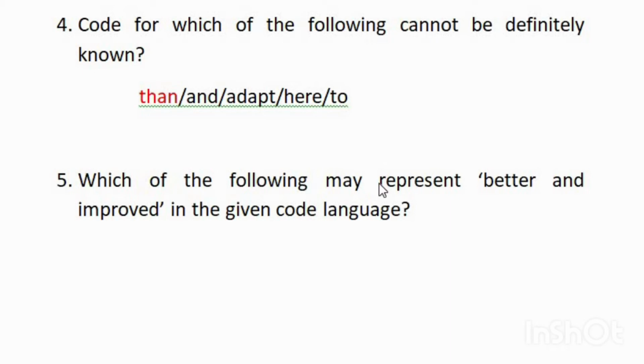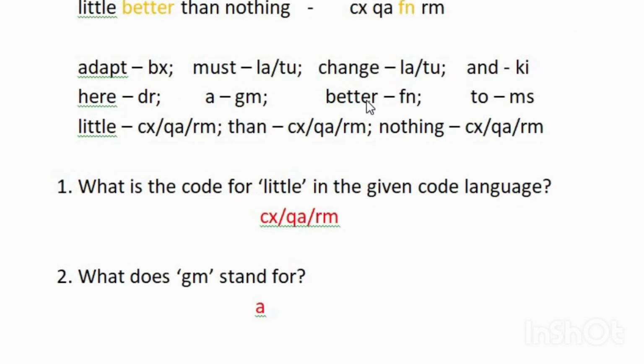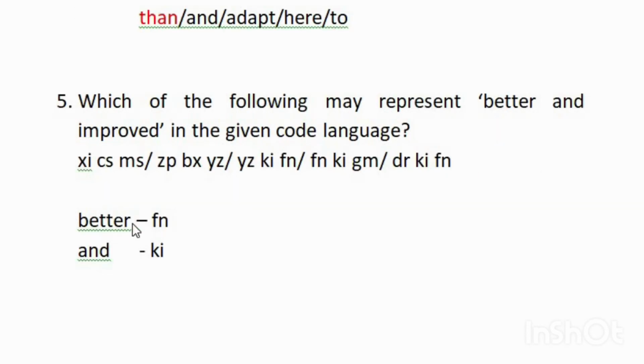Next question, which of the following may represent better and improved in the given code language? Similar to the previous one, for better we know the code FN, and for and it is KI. But the improved word is not found in any of the given words. So choose the option in the exam having a code from outside. That is, the codes should not be given in our question. So the code for better is FN, the code for and is KI.